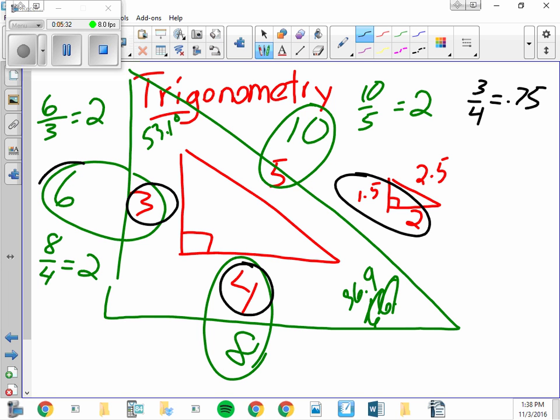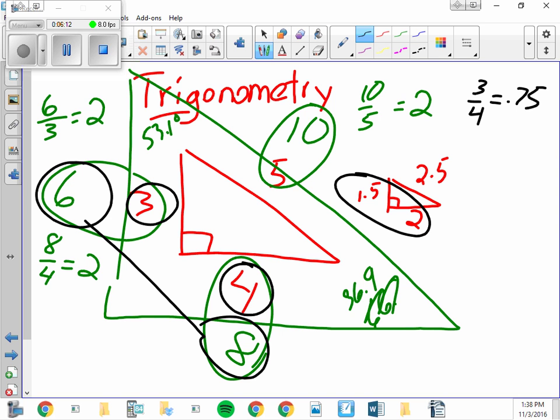Okay, what about the big one? What about 6 divided by 8? It's 0.75. What if the triangle was much bigger and I had 30 divided by 40? 0.75. That's an idea that allows us to study the relationship between the sides and angles of a triangle, and thus trigonometry is born. Now, you're not going to appreciate how nice it is, but what that's saying is 3 divided by 4 is linked to the shape of the triangle, not the size of the triangle.